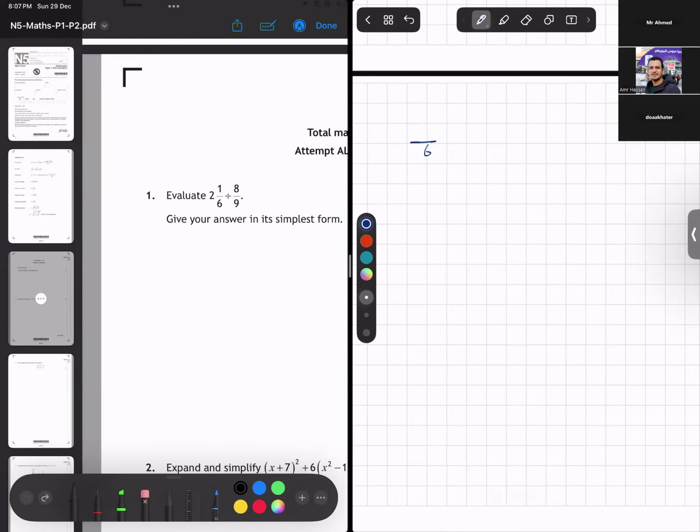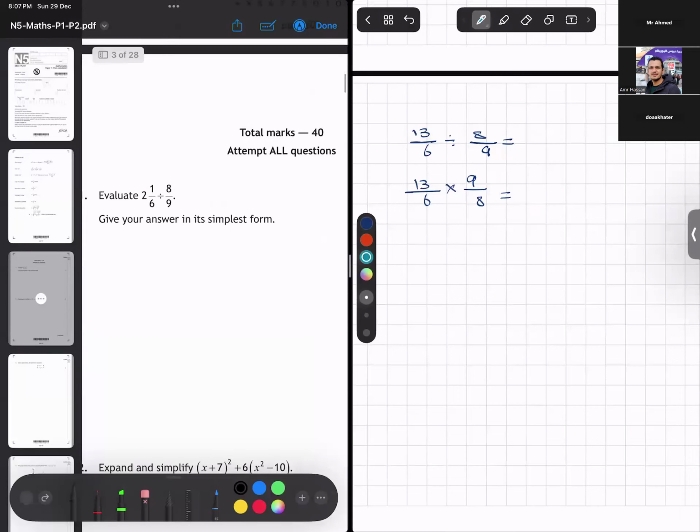So 13 over 6 divided by 8 over 9, right? And then that equals 13 over 6 times 9 over 8. I think 13 times 9. No, wait, hold on. I think we need to simplify, right? He told me to give the answer in the simplest form, which makes sense. I could divide 9 and 6, since we get a common factor between them. So we could divide by 3. So this one's going to be 3, and this one is going to be 2, right?